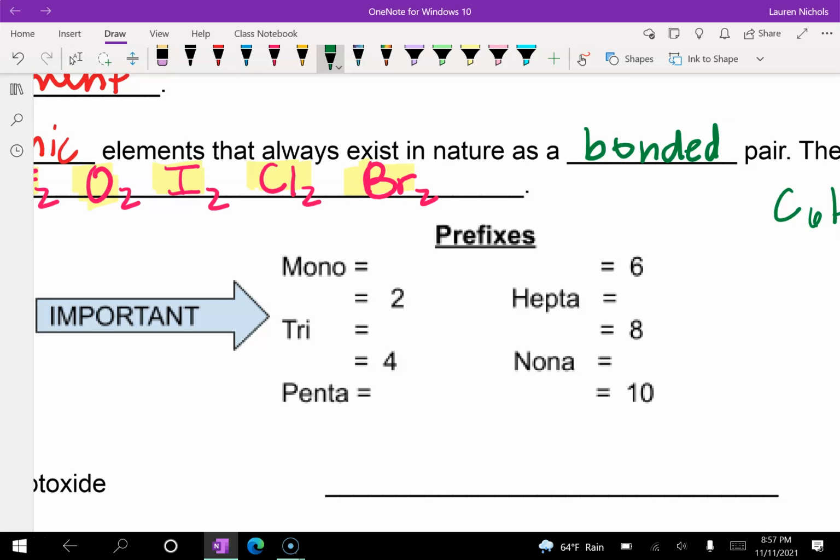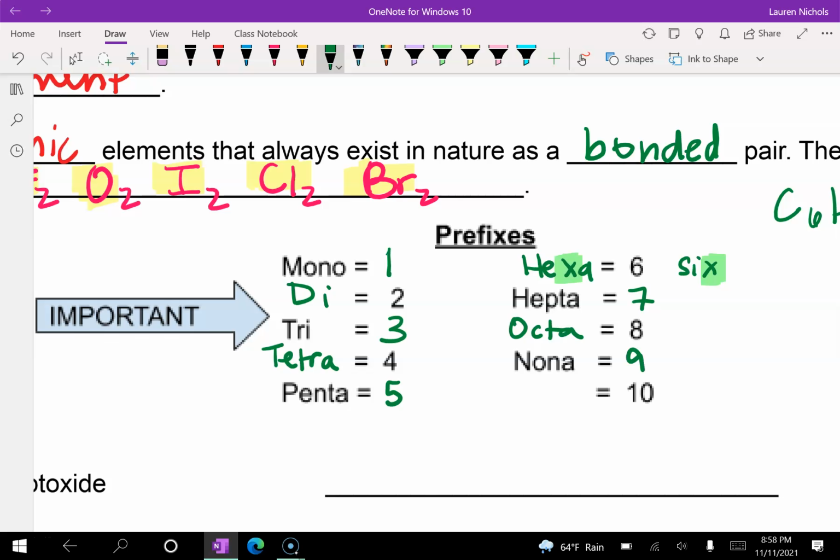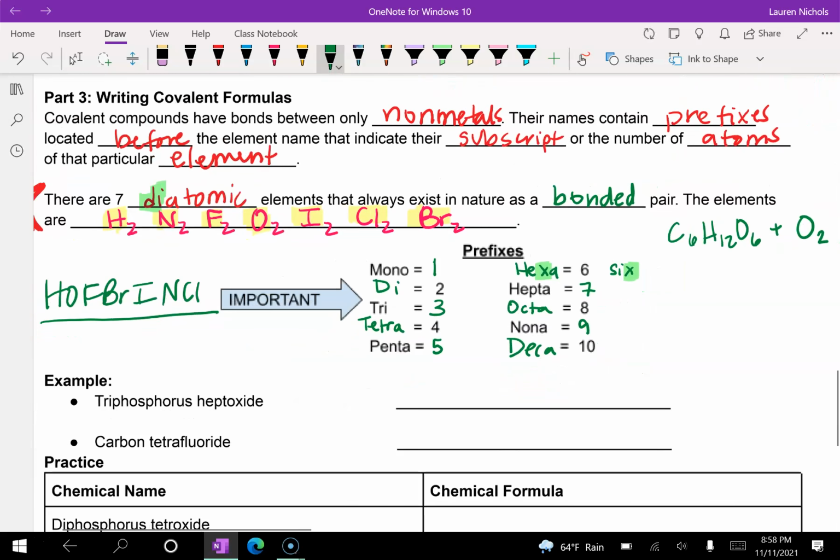So as a review of your prefixes, mono is the prefix for one. The prefix for two is di. Tri is the prefix for three. Four is the prefix for tetra. Penta is the prefix for five. Six has a prefix hexa. Now, one way to keep track of that is hexa has an X, and so does the number six. Okay. Hepta is the prefix for seven. Eight is octa. Nona is nine. And ten is deca. So those are your prefixes.